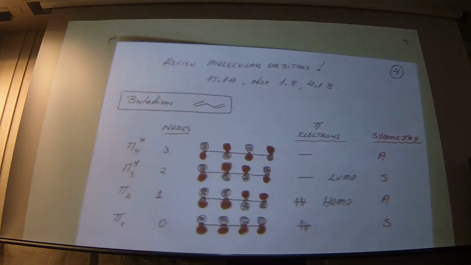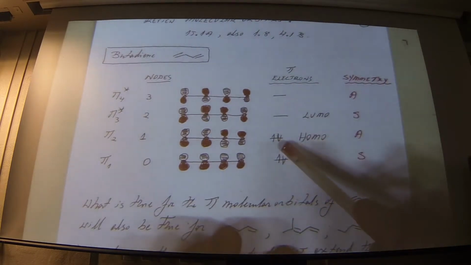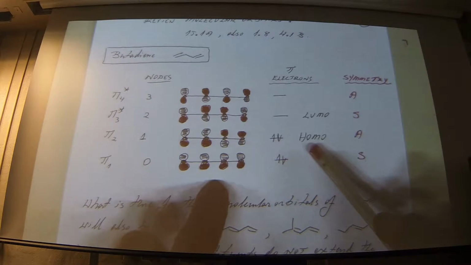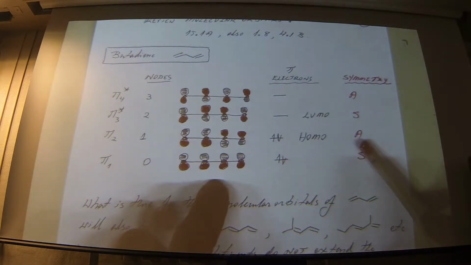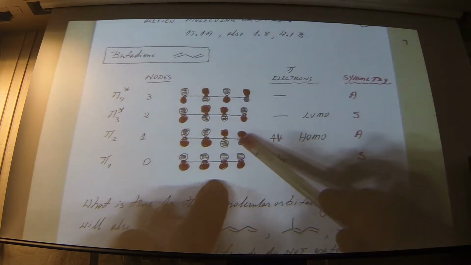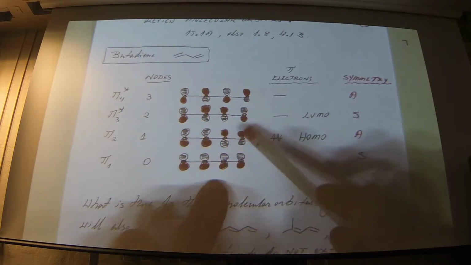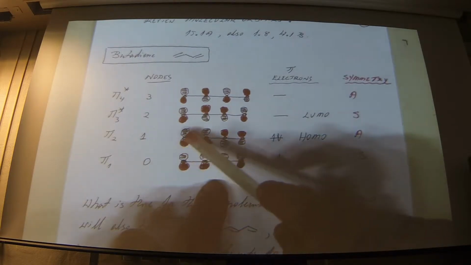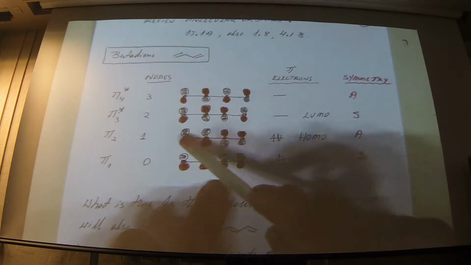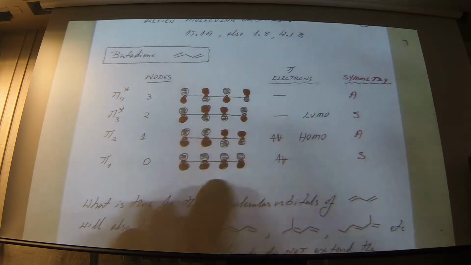And so what we're going to want to determine is the symmetry of the highest occupied molecular orbital. The highest occupied is antisymmetric. That means that the symmetry here and there are opposite. So red up, black down, black up, red down. A, antisymmetrical.